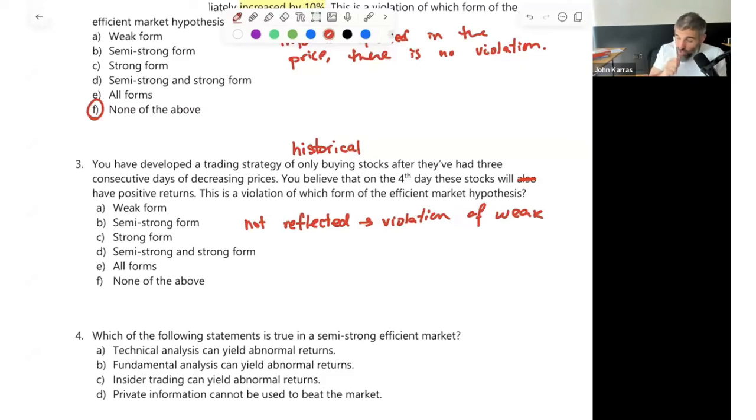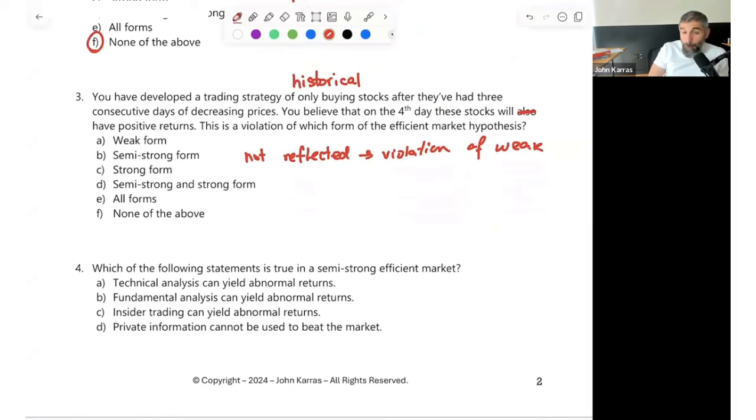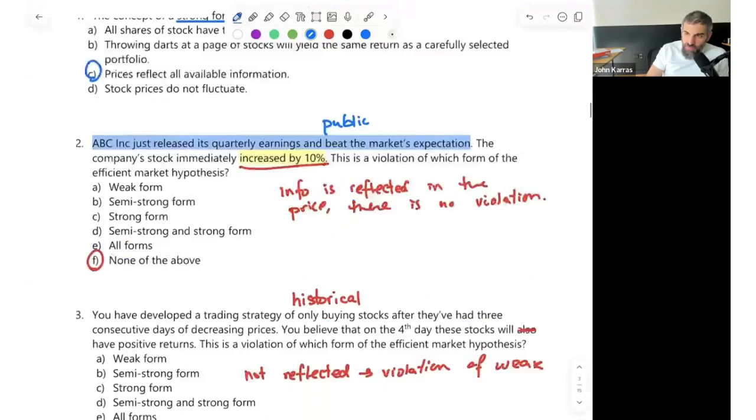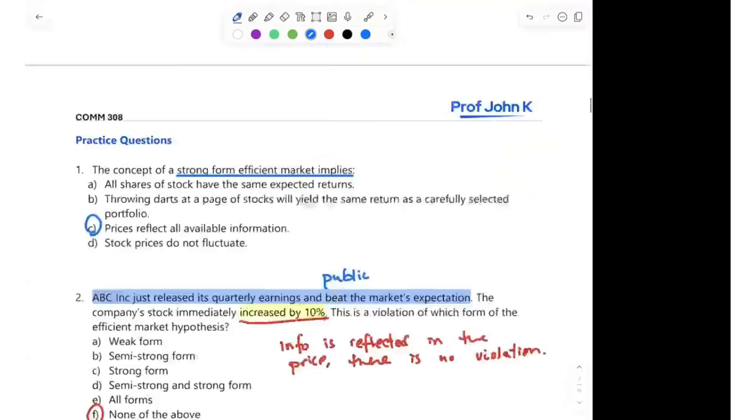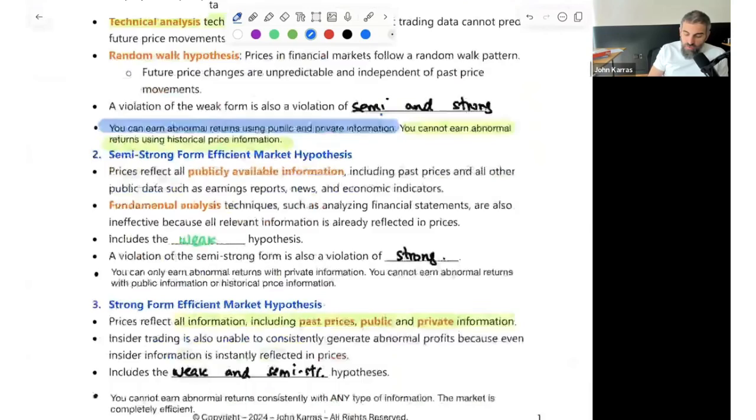And then the last little dot you need to connect is, what happens if you fail grade one? What happens if you cannot pass weak form or you violate weak form? What am I getting at? Go back and check your notes. What did we write? If we violate weak form, we're violating the rest. Correct. Okay, guys, a violation of weak form is also a violation of semi-strong and strong.